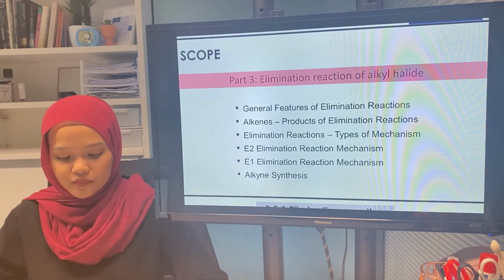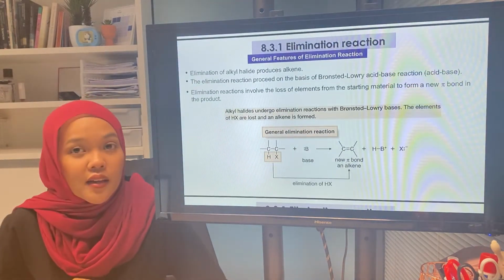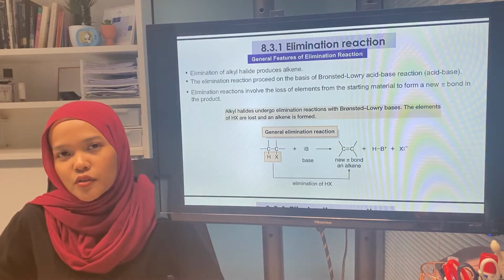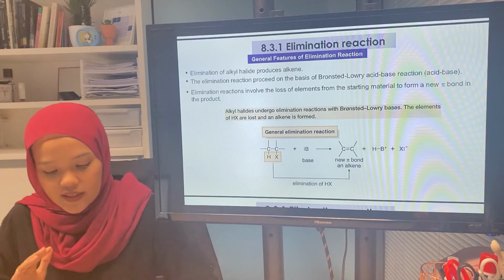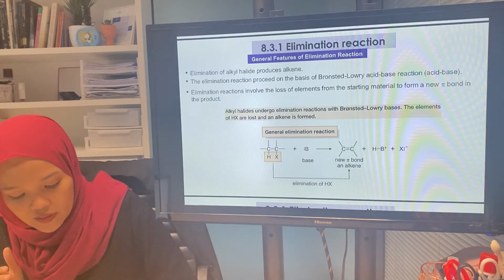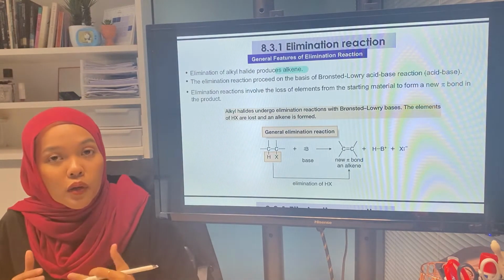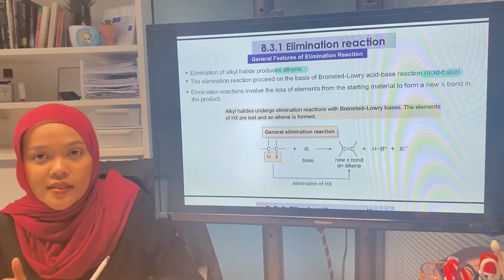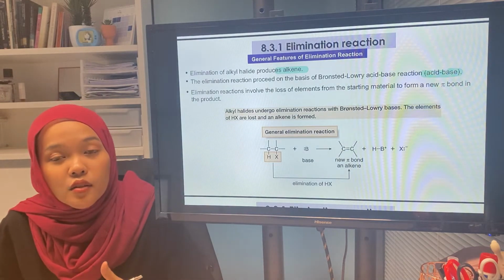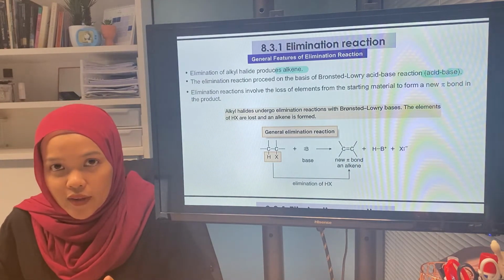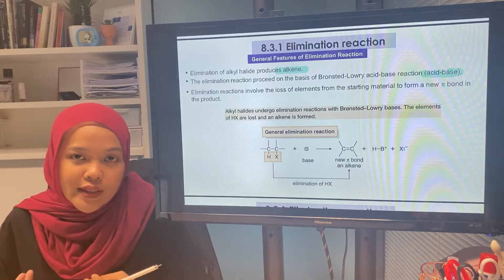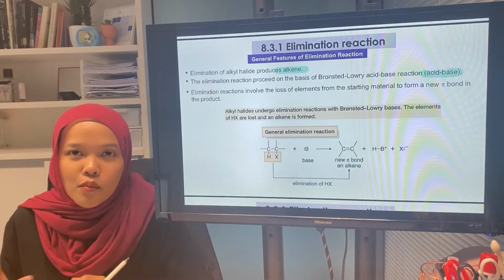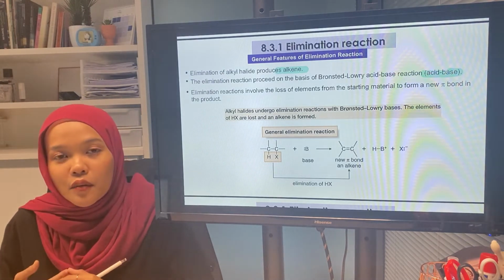Now let us proceed to the elimination reaction, which is the general features first. I am not going to discuss this in detail. As I said, elimination reaction will produce alkene. It will proceed with the acid-base reaction. With regard to the acid-base or electrophile-nucleophile reaction, we have also taught you in chapter 5. I hope you still remember this. If not, go through the module again, because it is already there.